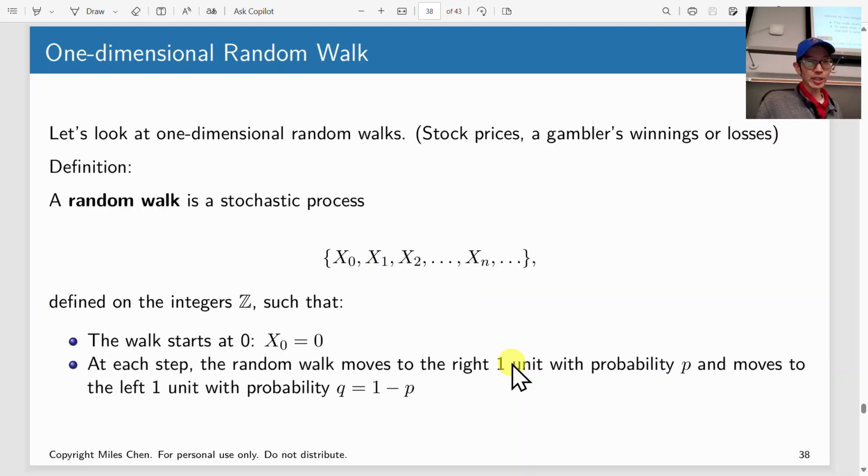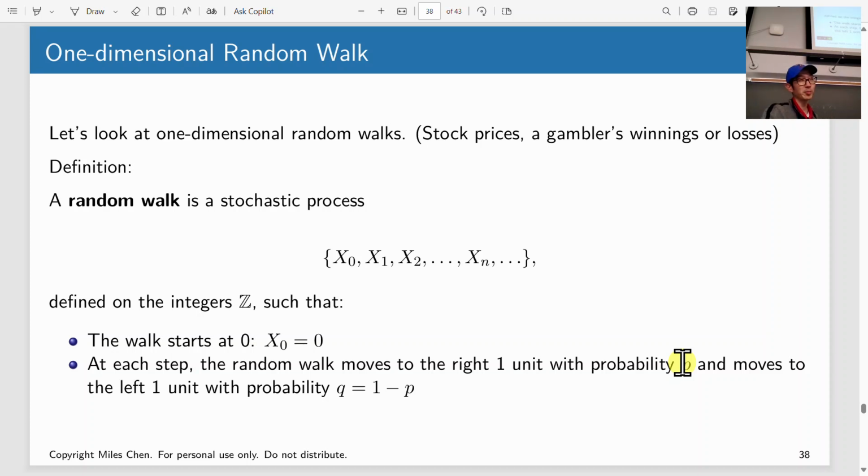Okay. So we will look at what we consider just a one-dimensional random walk. So you just have this number line going off to infinity in that direction and negative infinity in that direction. You're going to start here, and you can either go to the right or to the left, okay? So how do you go? You're going to start at zero. At each step, you're going to move to the right one unit with probability p, and you will move to the left with probability 1 minus p.